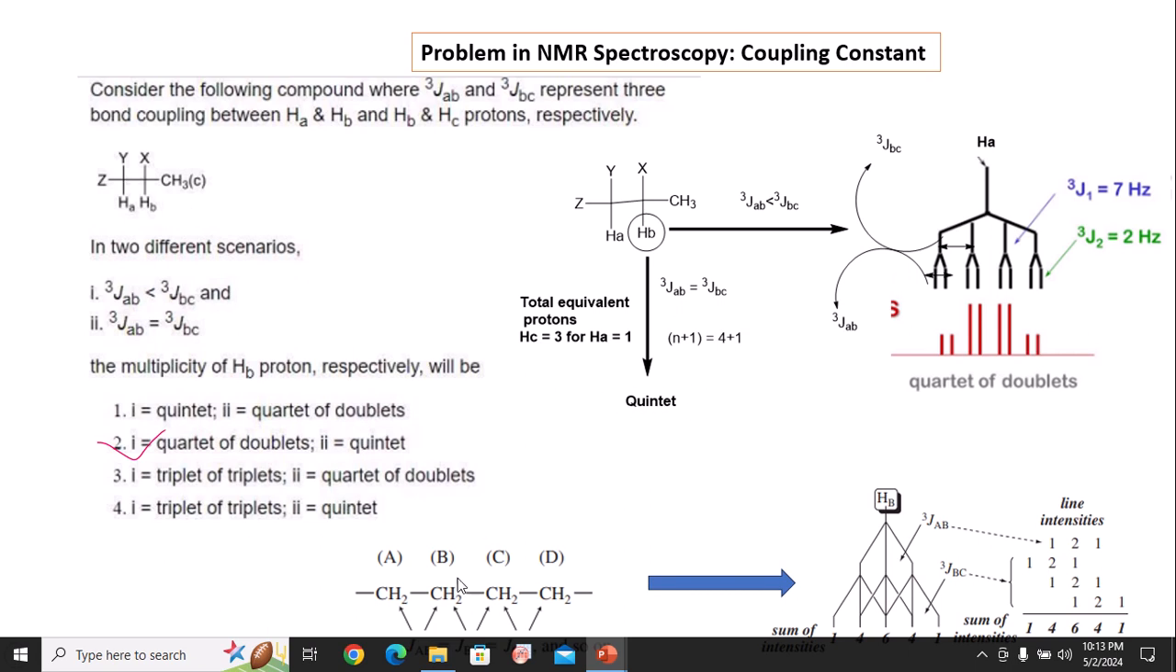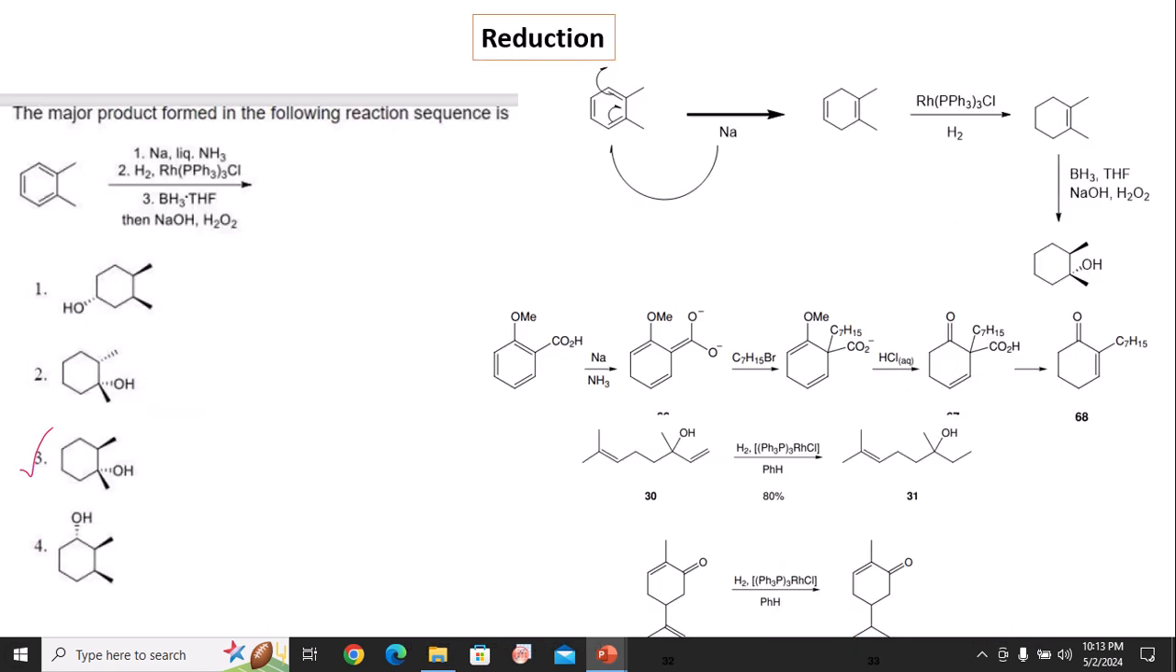Similarly, if we consider the CH2, with JAB equal to JBC, then 4 lines plus 1, meaning 5 lines, are formed, and the intensity ratio can be calculated using the equation. This is taken from the Pavia book, where it has been well explained.